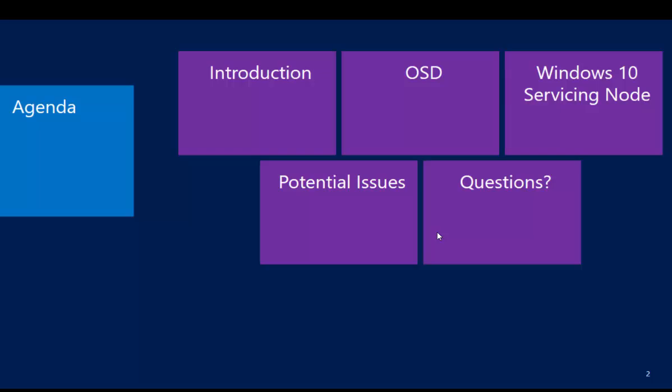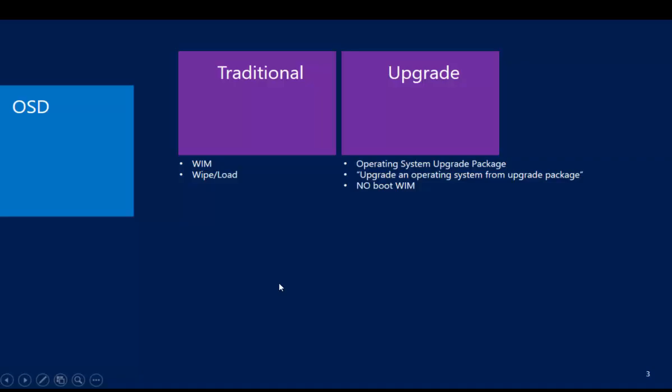So three real sections that we want to talk about. First, we will focus on OSD, a few things I want to show there. We will then look at the Windows 10 servicing node, the options there, kind of walk through and then watch it work, right? Or kind of, little asterisks there. You'll understand that in a little bit. Talk about some potential issues, some known ones now that I've dealt with, and certainly not an exhaustive list, but we'll talk about those.